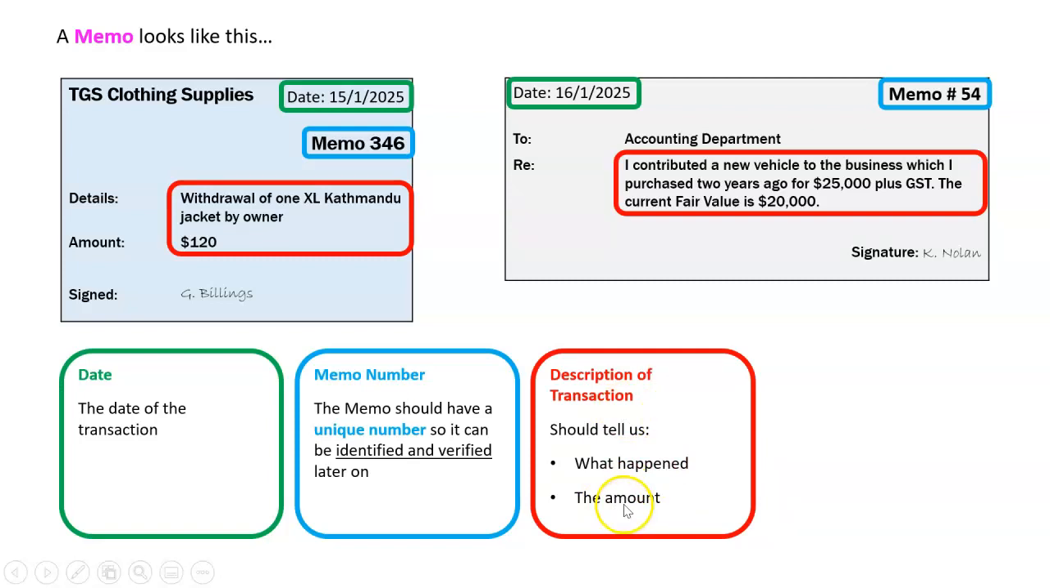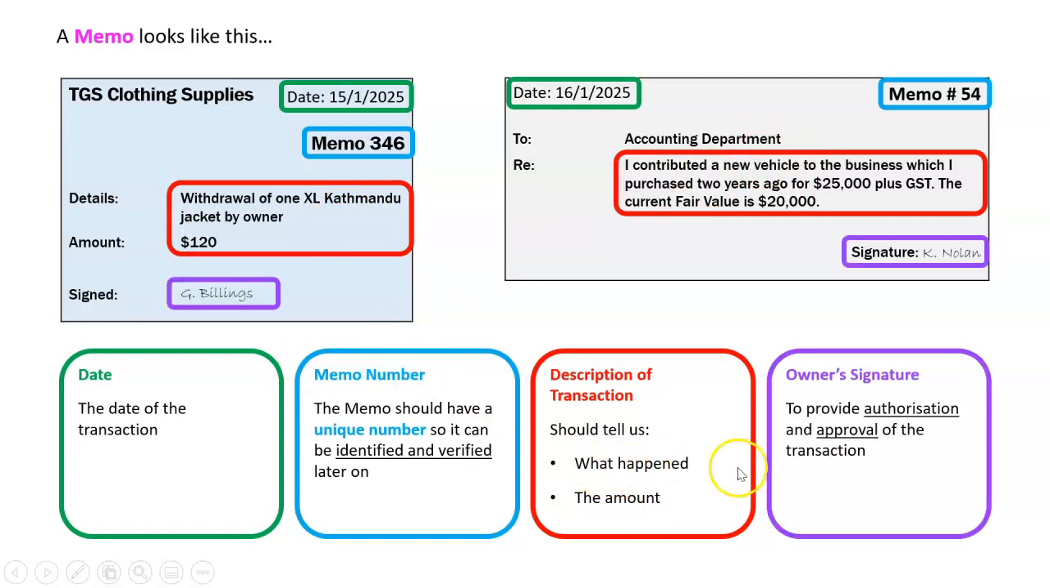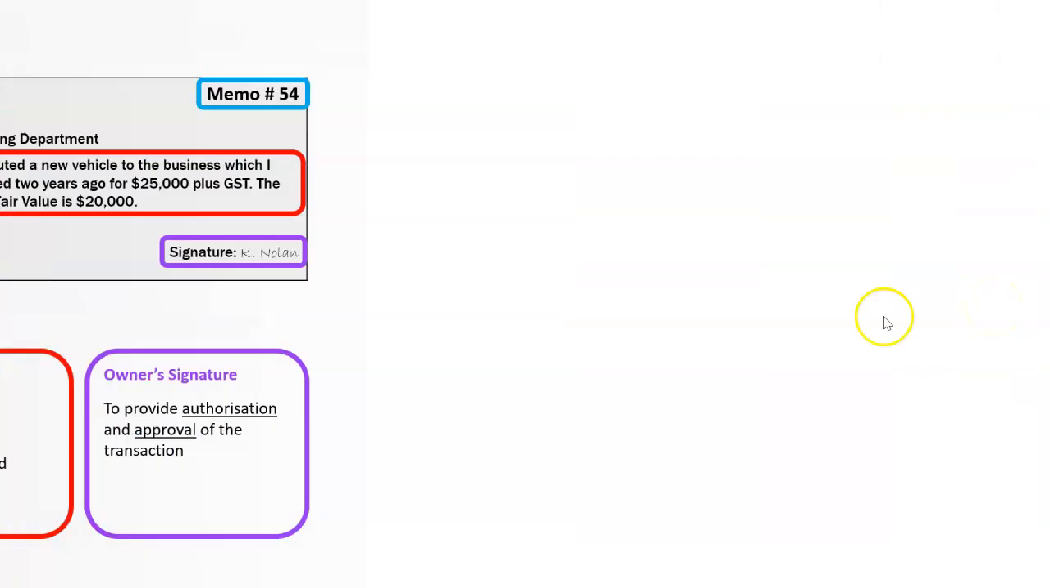It might not, it should, but sometimes it might not, which might be part of the question. But it's going to give us a description of what happened. And lastly, it's going to have to be signed off by the owner because it's an internal transaction that doesn't involve another entity. The owner needs to approve it, so we can see the owner's signature there.